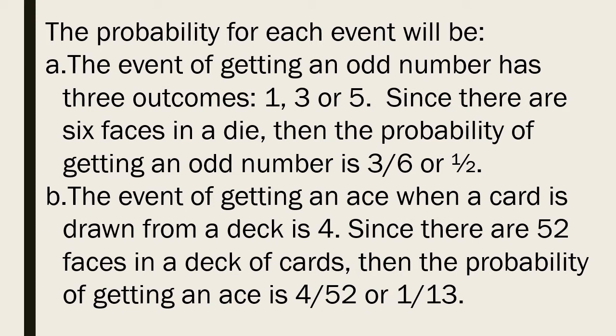For letter B, the event of getting an ace when a card is drawn from a deck is 4. So, alam natin, yung ating ace or yung alas natin sa deck of cards ay 4. So, since there are 52 faces in a deck of cards, ibig sabihin yung probability natin na ang makukuha natin ay alas or ace ay 4 out of 52 outcomes. So, it is also 1 over 13 when we reduce to the lowest term.